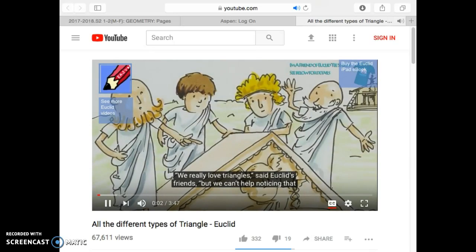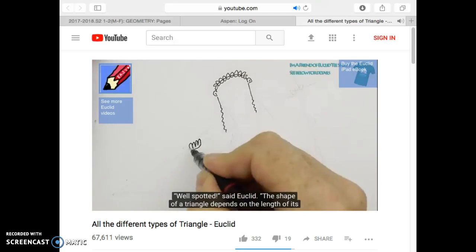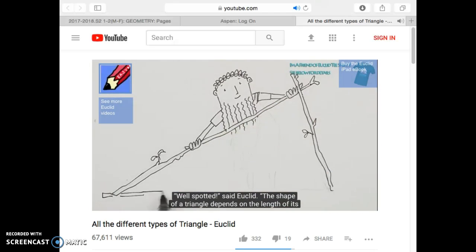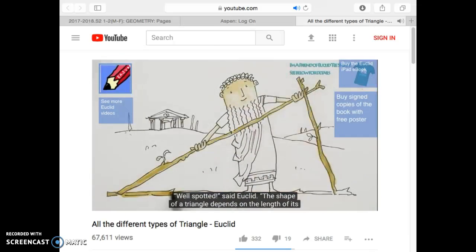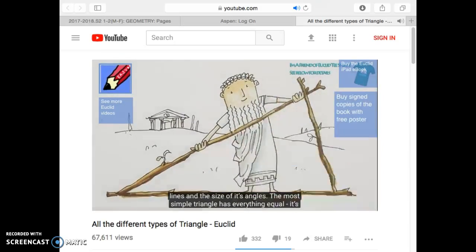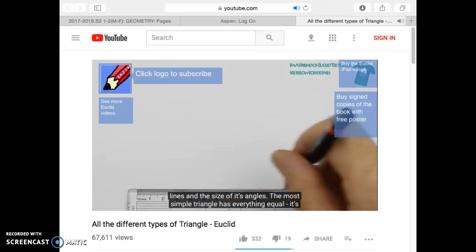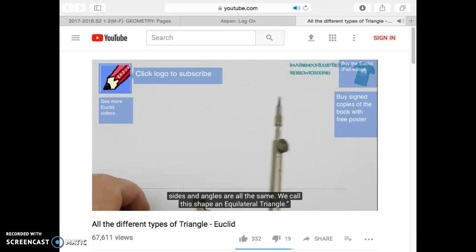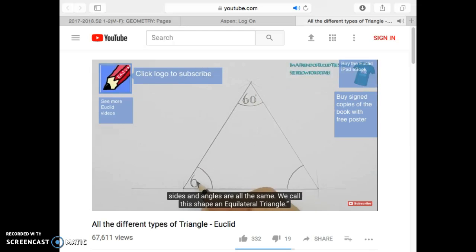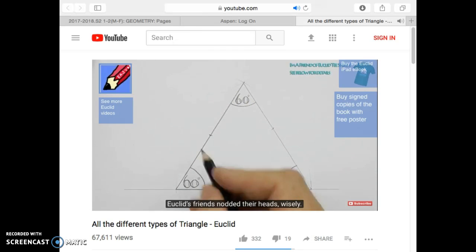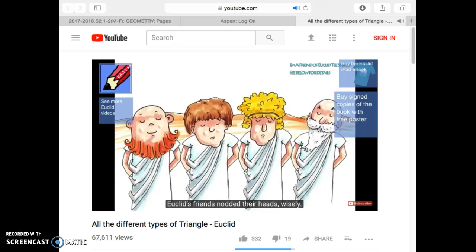We really love triangles, said Euclid's friends, but we can't help noticing that they don't all look the same. Well spotted, said Euclid. The shape of a triangle depends on the length of its lines and the size of its angles. The most simple triangle has everything equal. Its sides and angles are all the same. We call this shape an equilateral triangle. You actually made this on the very first day that we met.